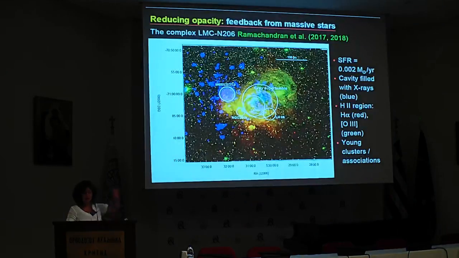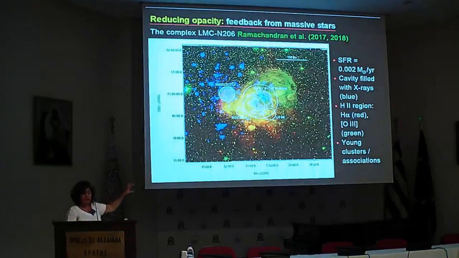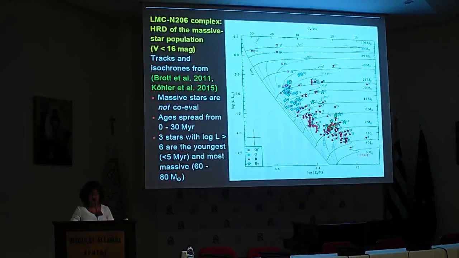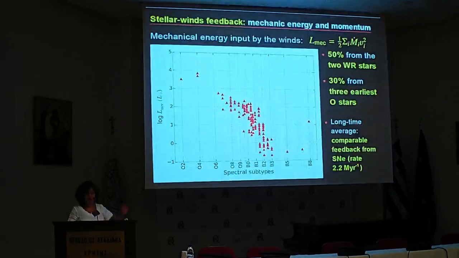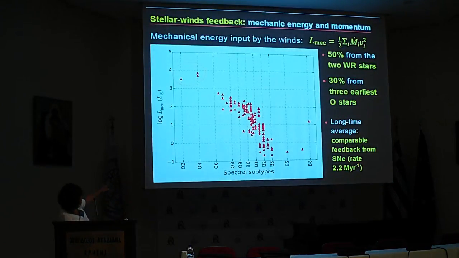Even though it looks like a nice blob, no, it is not a starburst in the sense that star formation was going on there for 30 million years. What we put here on this plot is the logarithm of mechanical energy produced by massive stars in this association versus spectral subtypes. We see that the majority of mechanical energy is again produced by only three most massive stars with spectral type O3, O4, the most massive objects here.